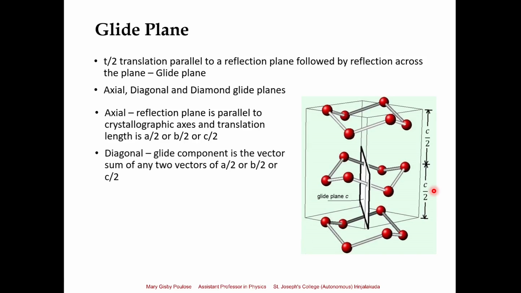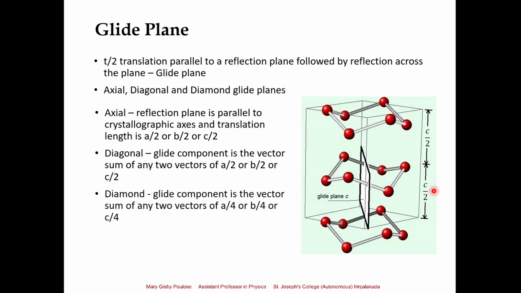Now in the diagonal glide plane, again we have a reflection plane, but the translation vector will be along the vector sum of any two of the vectors a by 2, b by 2 or c by 2. So we have the vector sum of a by 2 and b by 2, or the vector sum of b by 2 and c by 2, or the vector sum of a by 2 and c by 2. This will be along the diagonal of that crystal structure. So we will identify a reflection plane within that structure. We have similar reflection halves on either side, and then the structure is glided or translated along this vector sum.